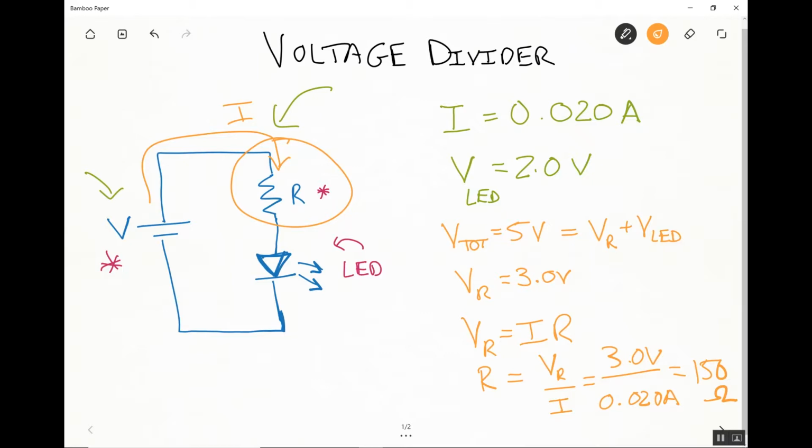So the voltage drop across the resistor, VR, equals the current through the resistor, I, times R, the resistance of that resistor. And now we can solve for R. R equals VR divided by I, which would equal 3 volts divided by 0.020 amps, which equals 150 ohms.